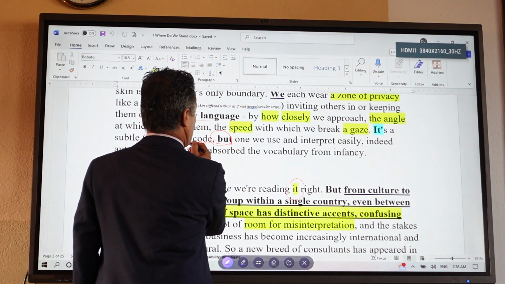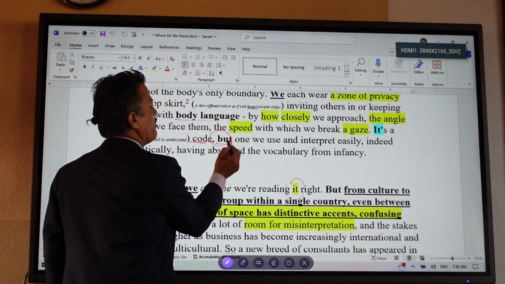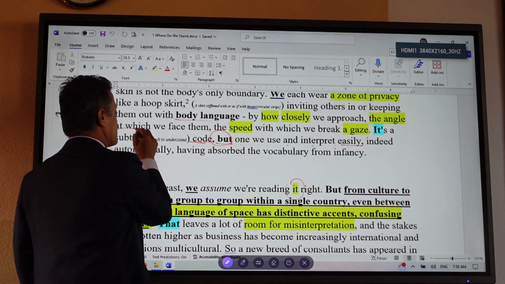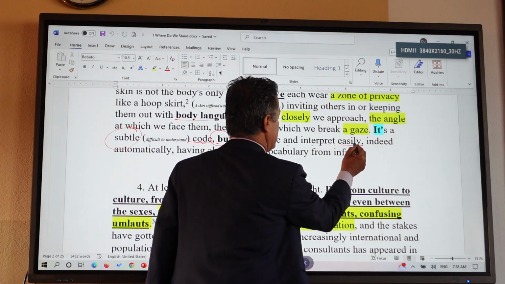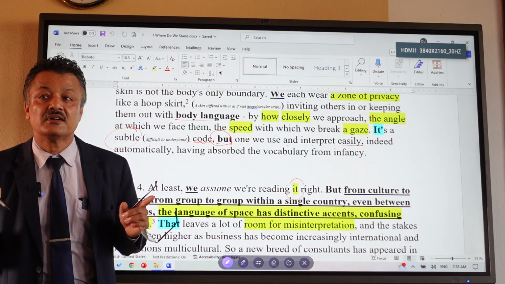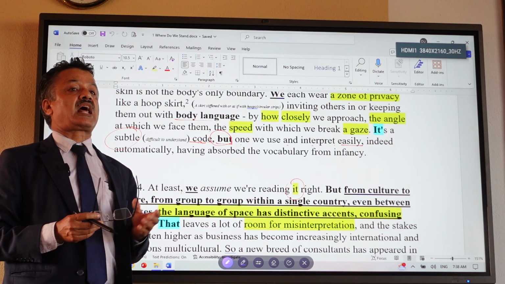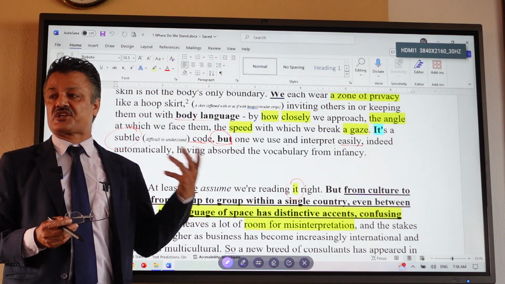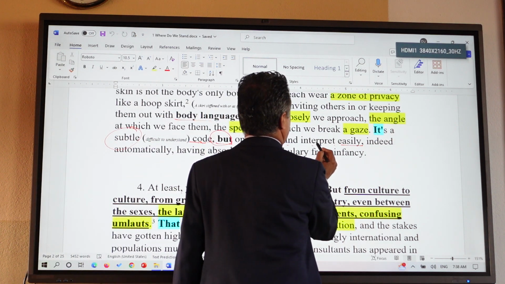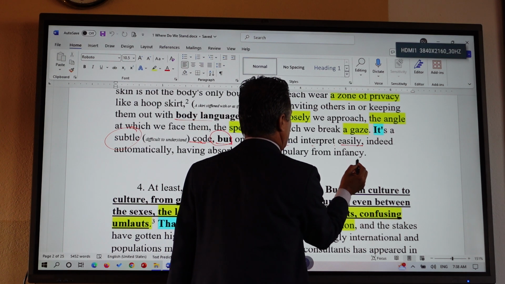Look here. Before but it says, it's a difficult language, but one we use and interpret easily. It is difficult, but we can use it easily. Difficult and easy, aren't they opposite? They are opposite. Two opposite ideas are linked with a contrast marker like although, though, yet, but, etc. This is called a contrast marker. We can use it easily, indeed, automatically, having absorbed the vocabulary from infancy.